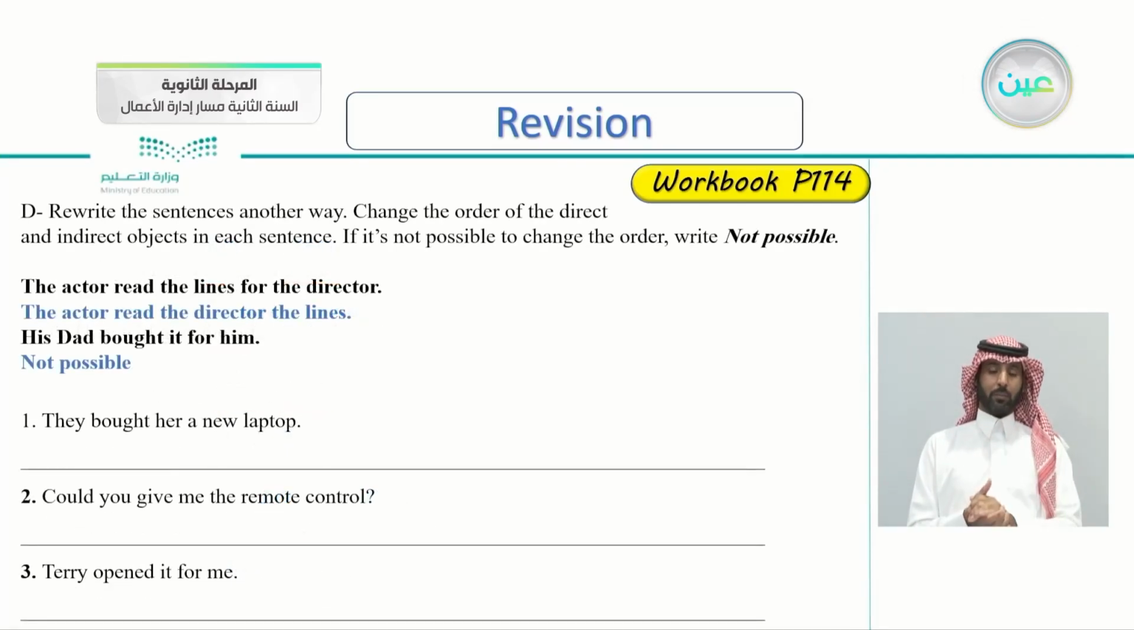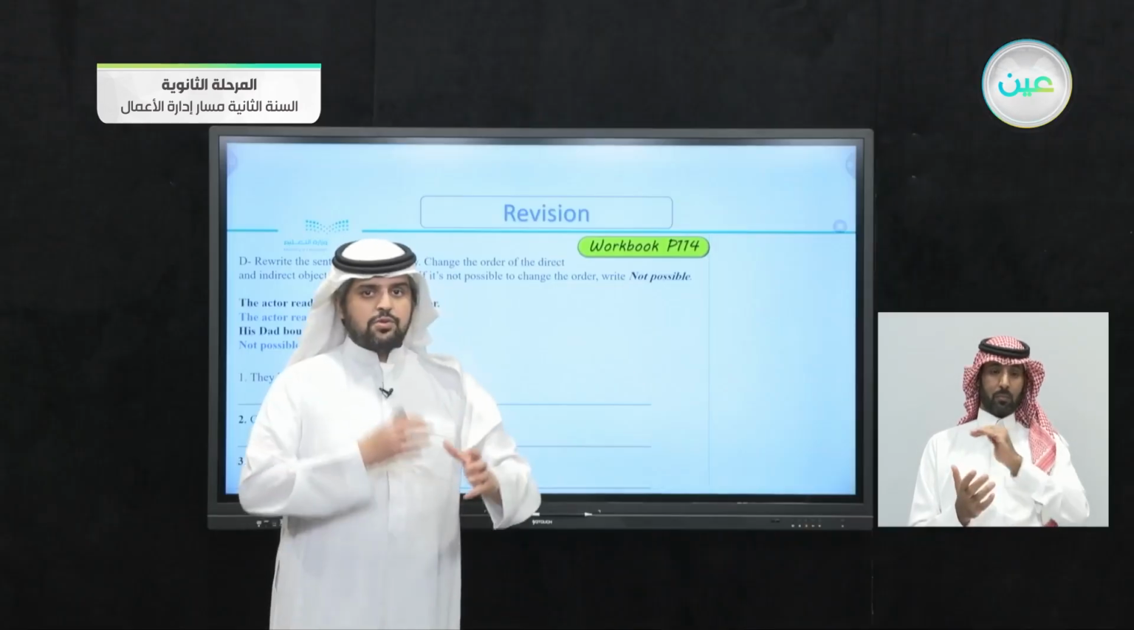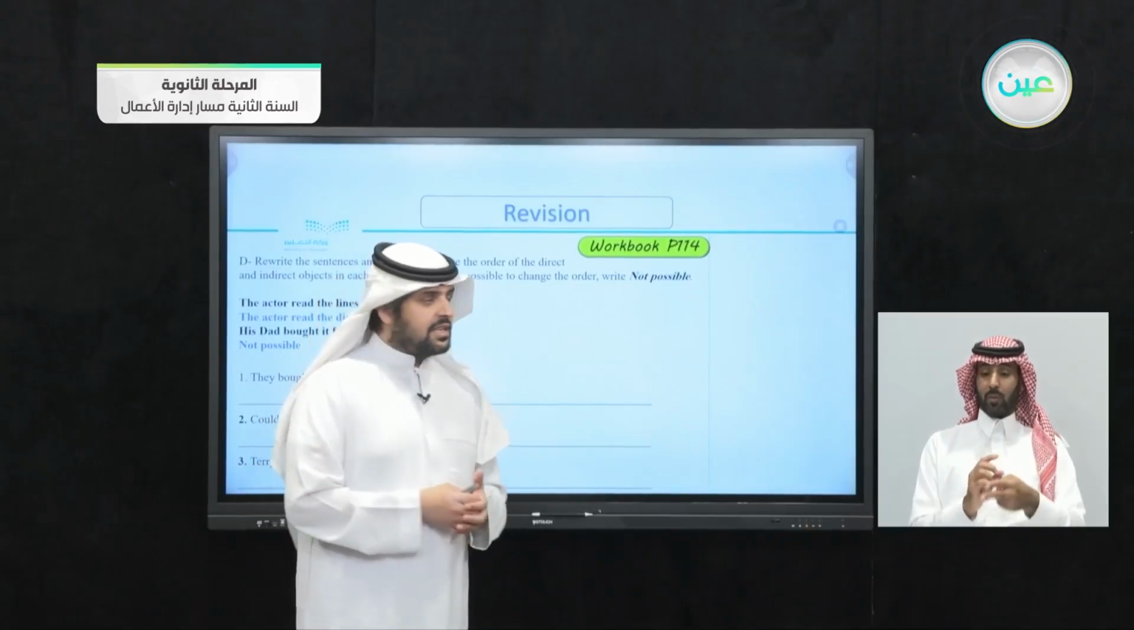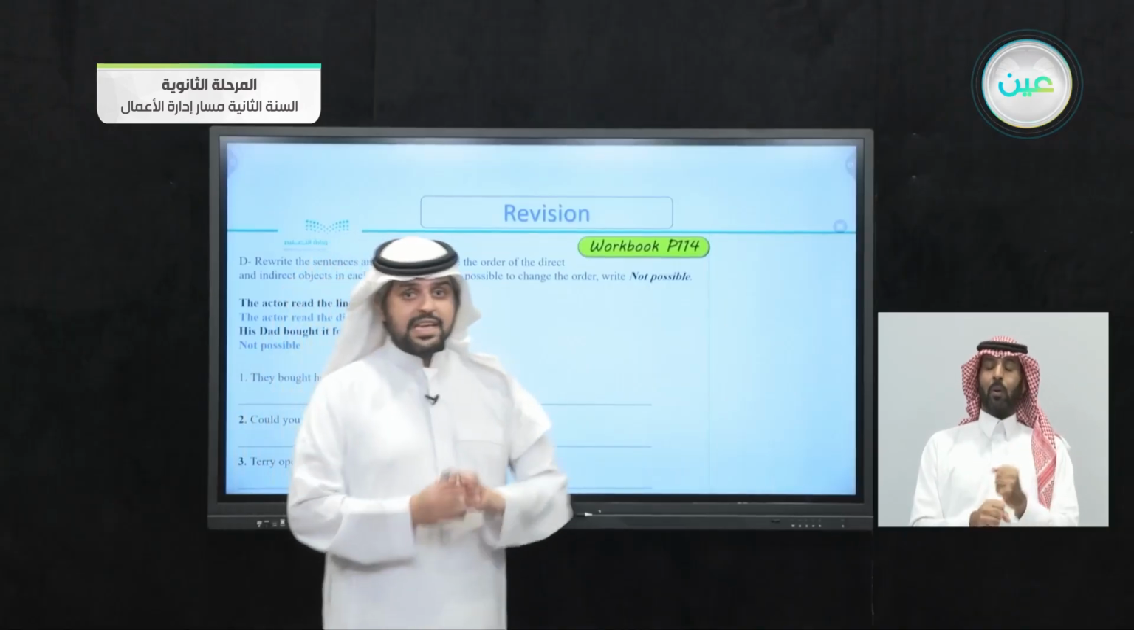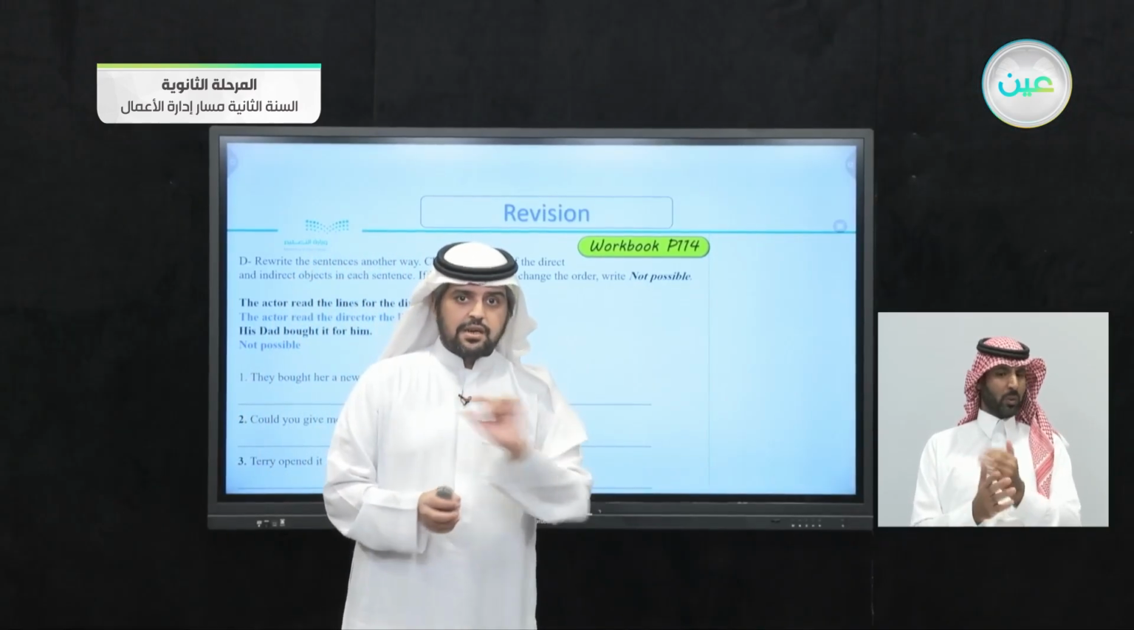Continuing here with exercise D, rewrite the sentences, in the same page 114. Rewrite the sentences another way. Change the order of the direct and indirect objects in each sentence. If it is not possible to change the order, write not possible. So we will have a sentence and try to change the order of the direct and the indirect object. Again, remember, if it's not possible, just write not possible.